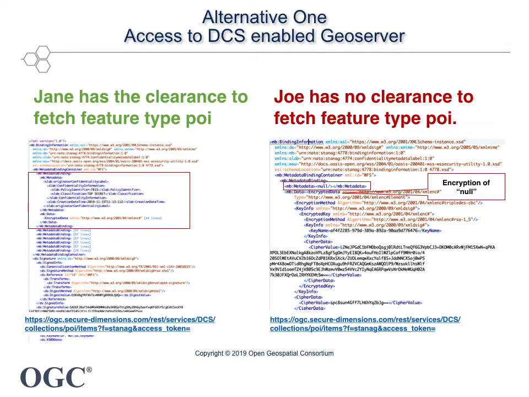The example results for users Jane and Joe simply reflect their ability to obtain a top-secret feature. Jane can fetch the features as her clearance is top secret. This is illustrated on the left. Joe cannot fetch the features as his clearance is unclassified. This is illustrated on the right.